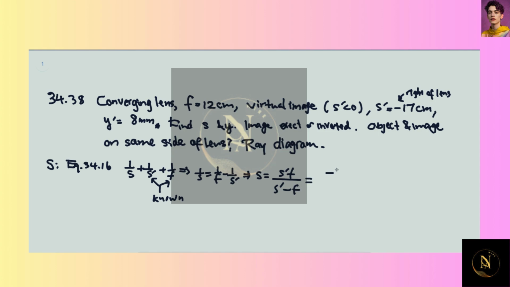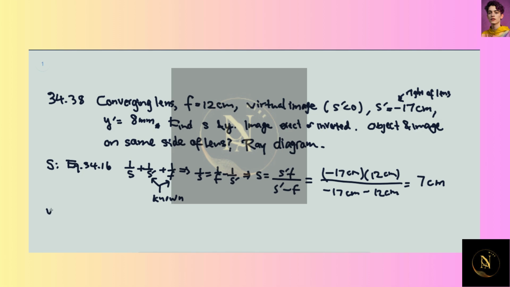S prime is negative 17 centimeters. F is 12 centimeters. So in the numerator we have the product, in the denominator we have the difference between s prime and f. And this leaves me with the value of s of 7 centimeters. Okay, so that takes care of the object distance.